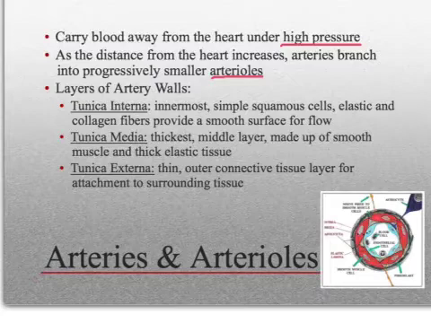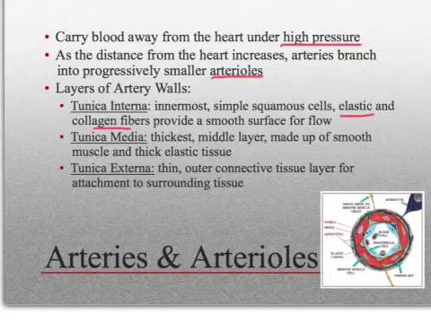So the innermost layer is called the tunica interna, or inner layer. It is made up of very simple cells called squamous cells. They're flat and they're smooth. It also has pretty good elasticity and some collagen fibers, which make the inside of the arteries and arterioles really smooth. It makes it easy for the blood to flow through them.